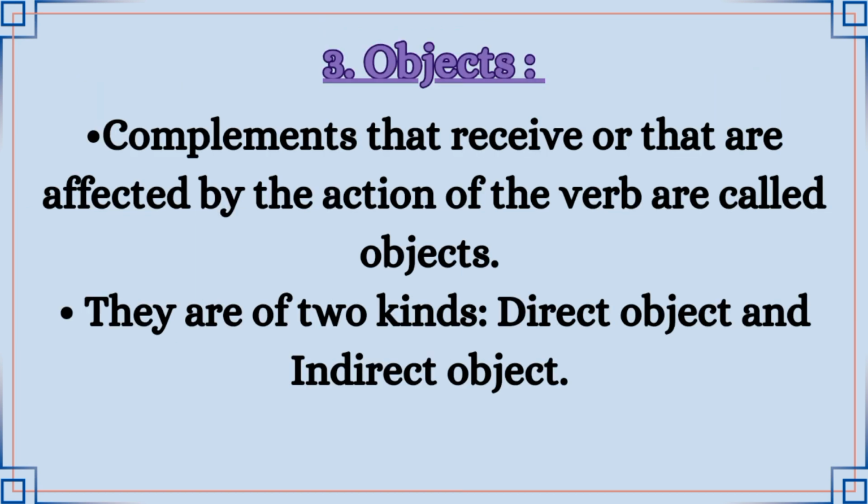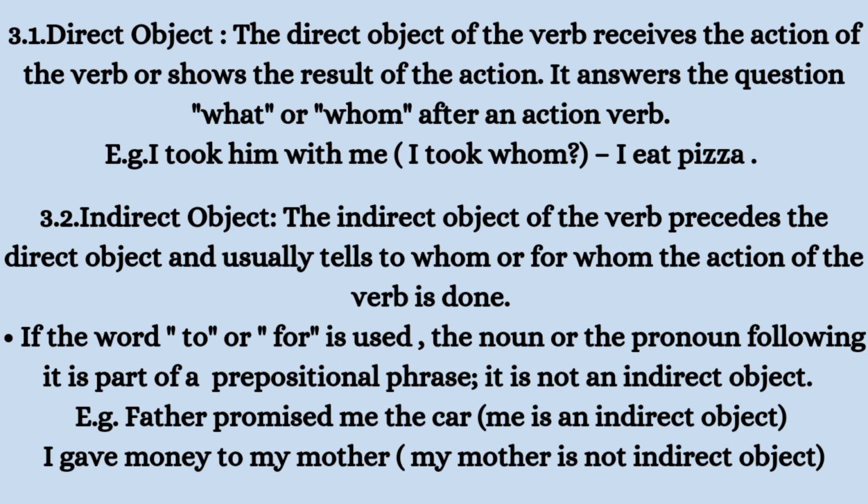The third component is the object. Complements that receive or that are affected by the action of the verb are called objects. They are of two kinds, direct object and indirect object. The direct object of the verb receives the action of the verb or shows the result of the action. It answers the question what or whom after an action verb. به نقدر نعرفوا موقع direct object في الجملة نسقسوا زوج أسئلة what or whom من وماذا.